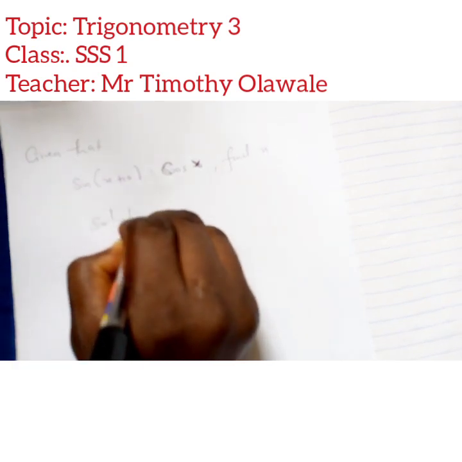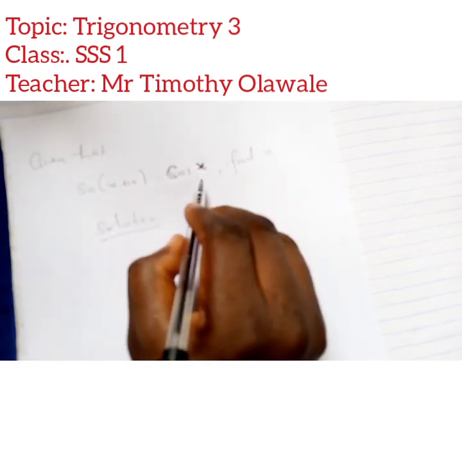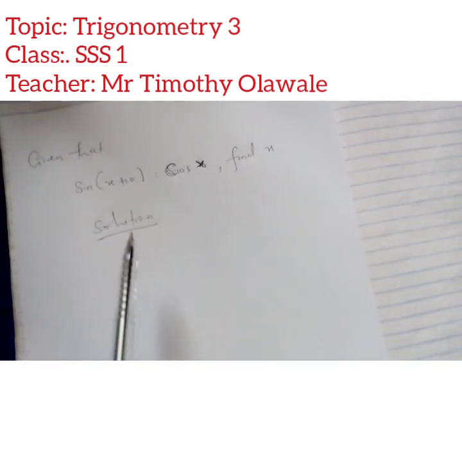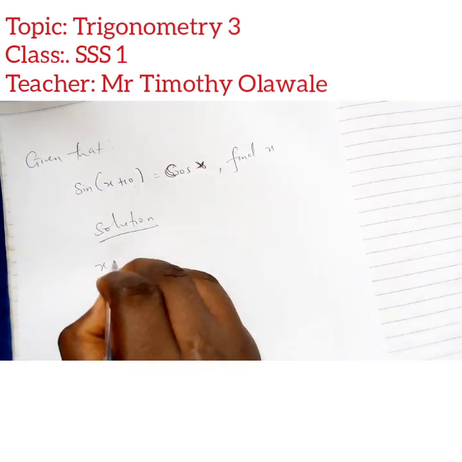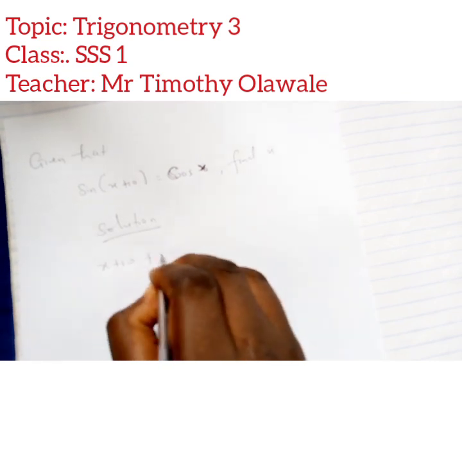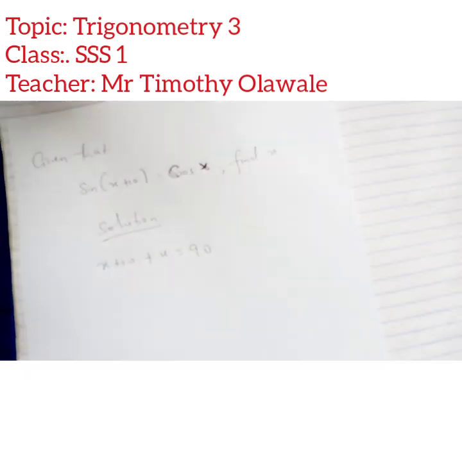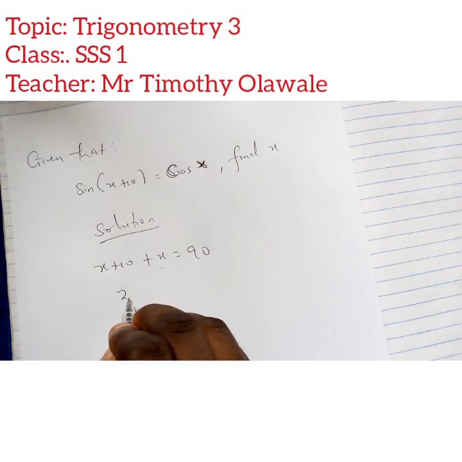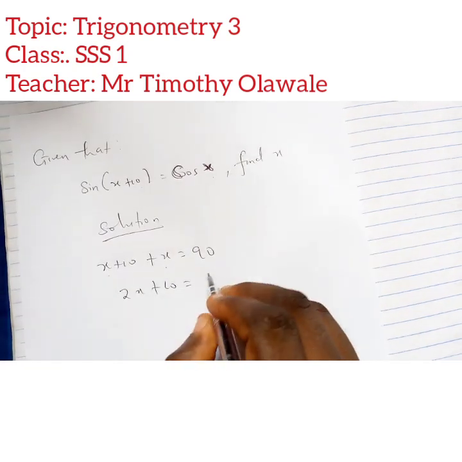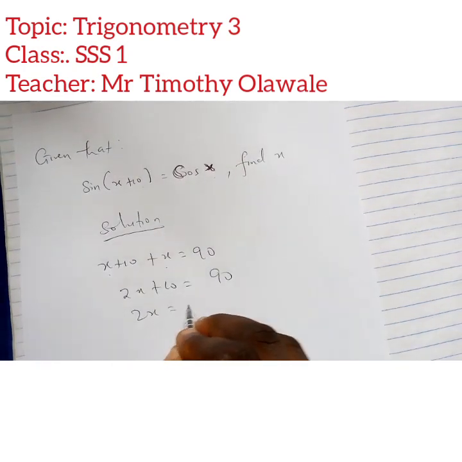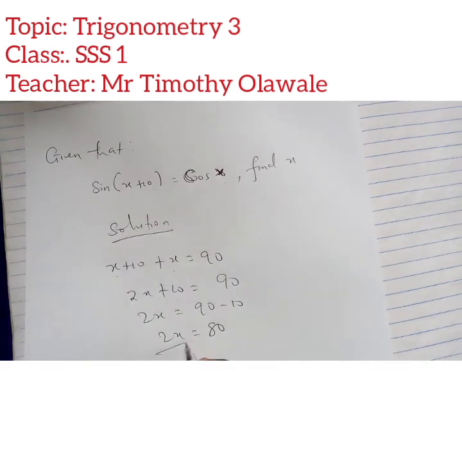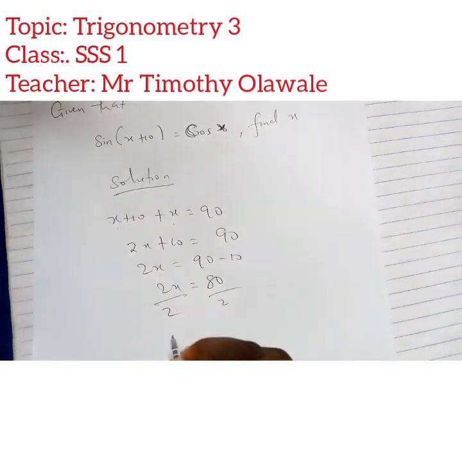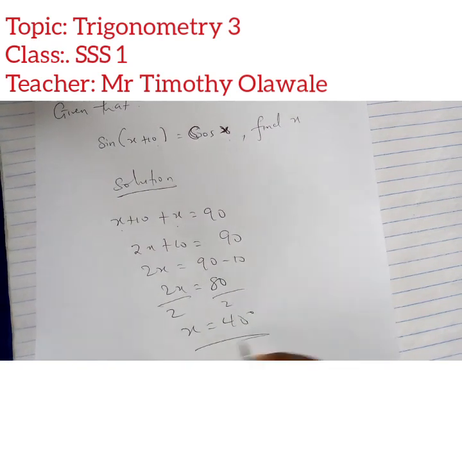Solution. Since the sine of something equals the cos of something, both of them add up to 90. So we have x plus 10 plus x equals 90. So 2x plus 10 equals 90, so 2x equals 90 minus 10. 2x equals 80. Divide both sides by 2. x equals 40 degrees.